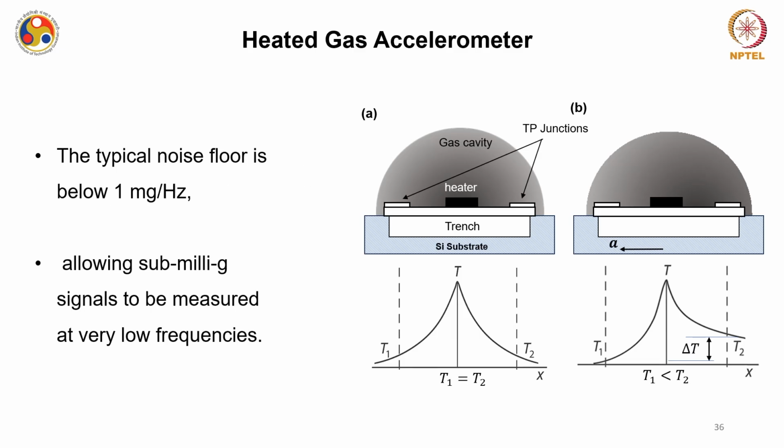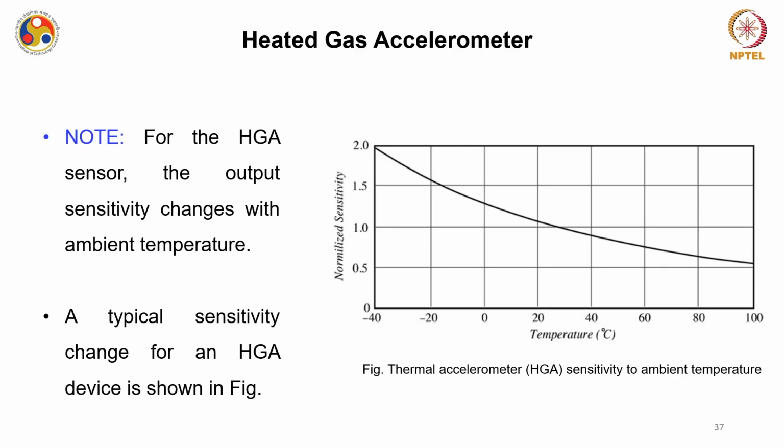And the typical noise floor is something below 1 mg per hertz, and this allows sub-milli-G signals to be measured at very low frequencies, and that's why these HGA devices are very popular, and it is mostly patented by one or a few companies only. Okay. For an HGA sensor, the output sensitivity changes with ambient temperature. Okay. And that is something we do not want.